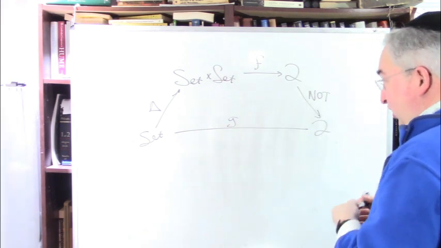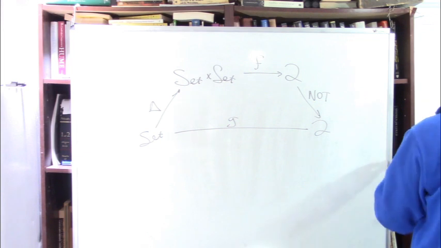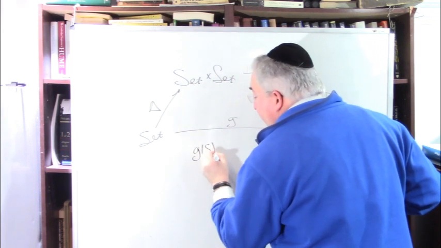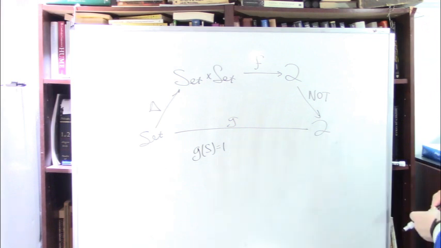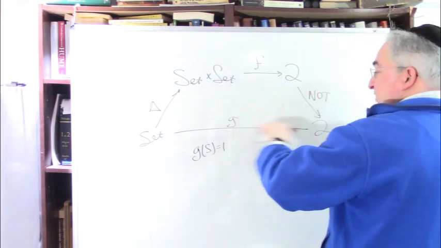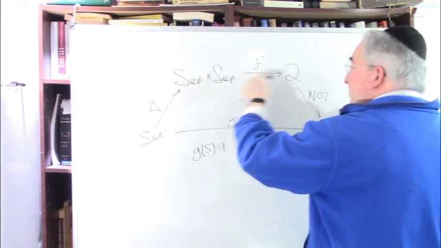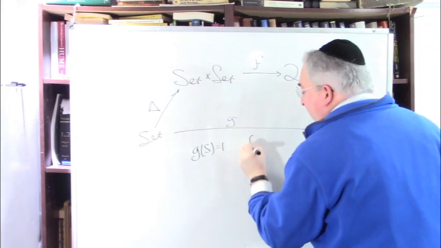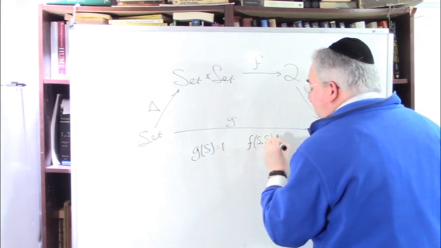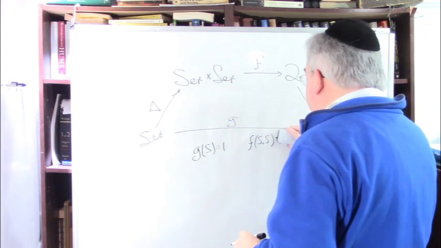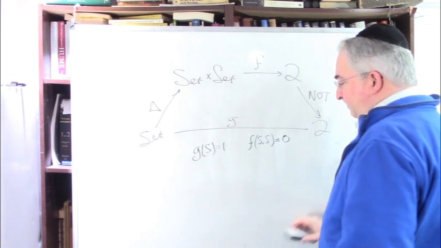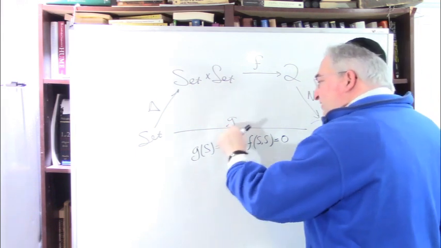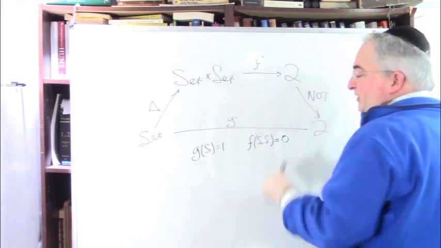Now let's see what G is. G is a characteristic function because it goes to this 2, and it is going to be either 0 or 1. What does it mean for G of S to equal 1? In order for G of S to equal 1, this whole thing is 1, which means this thing is 0, since the 0 changes to a 1 here. So it means that f of S comma S is equal to 0, not equal to 1. So G is a characteristic function, and it describes all sets that do not contain themselves.